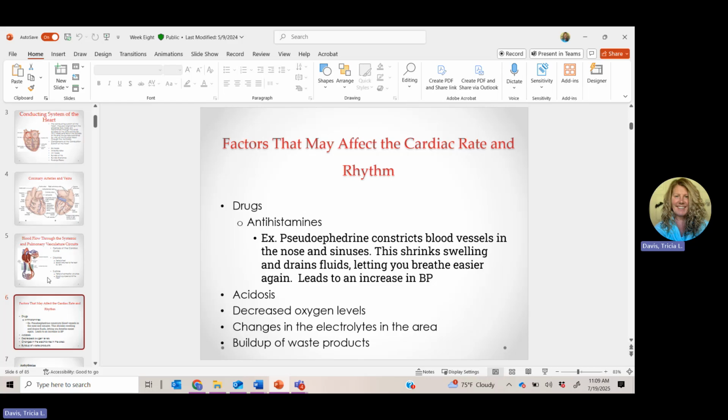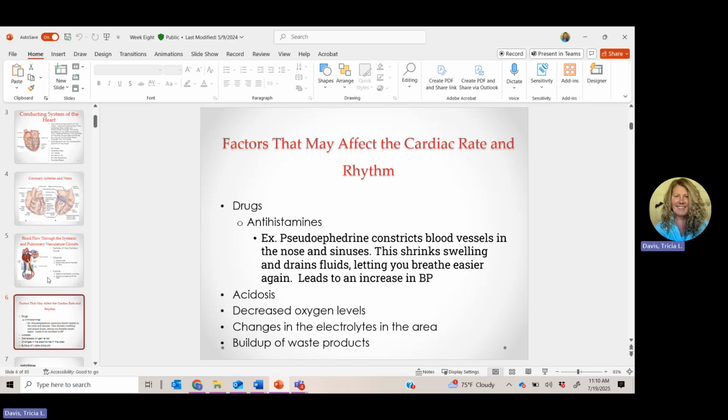So what are some things that can affect our cardiac rate and our rhythm? What type of rhythm do we have? Do we have a normal S1, S2, lub-dub, lub-dub, lub-dub? Is it regular, or do we have any abnormalities? Or is our heartbeat very, very slow, less than 60 beats per minute, which would be bradycardia, or higher than 100, which would be tachycardia?